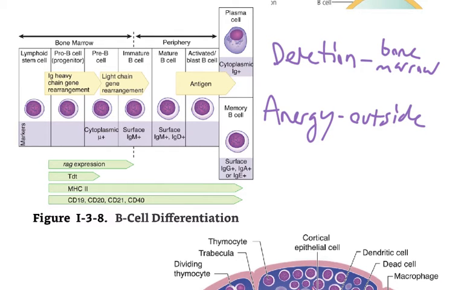And this is what people refer to when they're talking about, say, IgD or IgE or IgM. Ig is just immunoglobulin, which is another word for antibody. But these cells are going to express a particular IgD isotype of antibody.